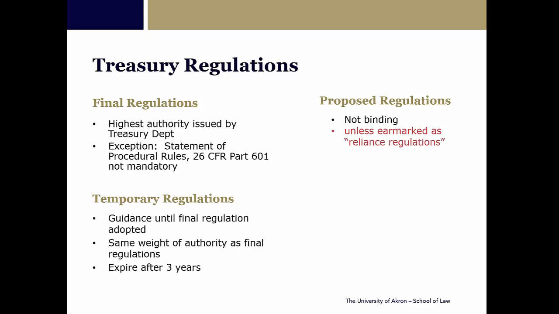So in this slide, I have a summary of the three different types of regulations and whether they are binding or not. The ones that are binding, that have a high weight of authority, are your final regulations and temporary regulations. One exception of a final regulation is the Statement of Procedural Rules, which is not mandatory. Temporary regulations have the same weight as final regulations, and they expire after 3 years. Proposed regulations are not binding unless they happen to be marked as reliance regulations.